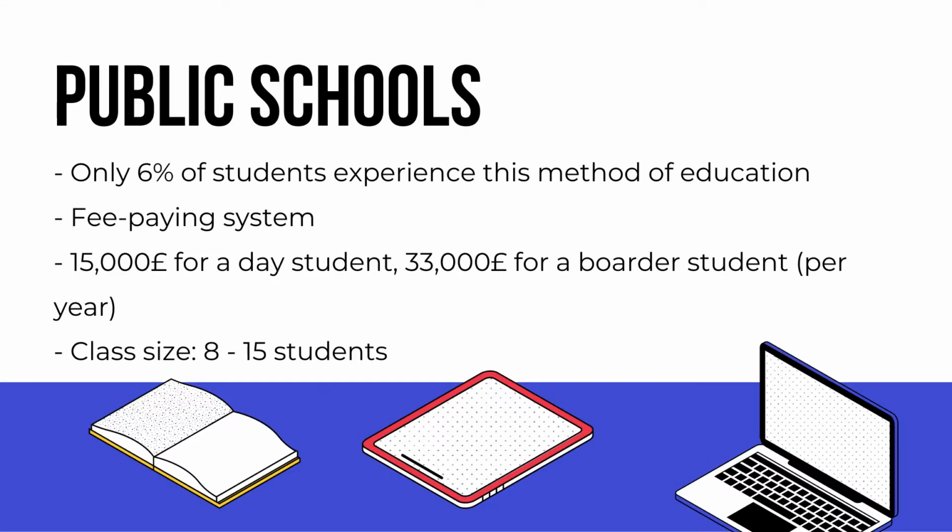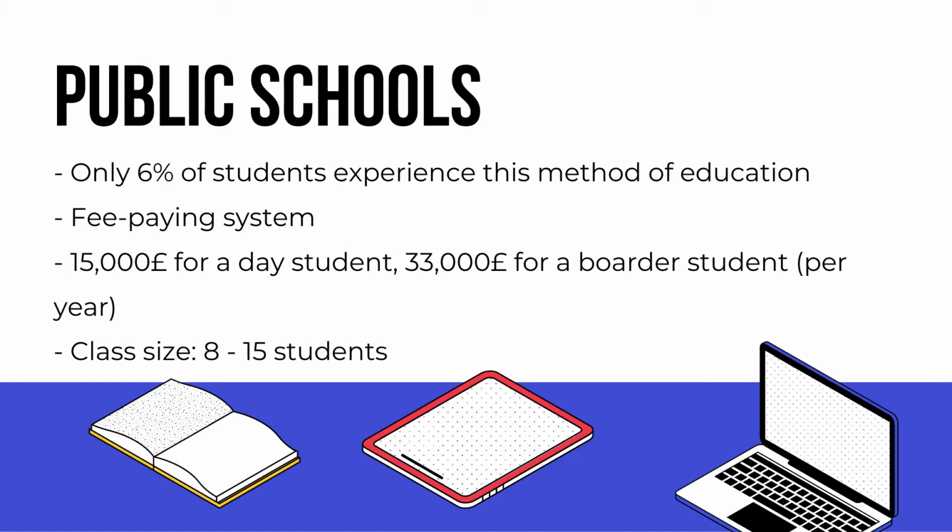Now, moving to public schooling, it is separated from the state school system, and only 6% of students experience this method of education. These sorts of schools are perceived as the most exclusive and prestigious private schools in the country. This is a fee-paying system where its financing derives mostly from fees paid by the students' parents, but also from investments. These schools are very selective, and many contain boarding facilities for students who live on the premises.